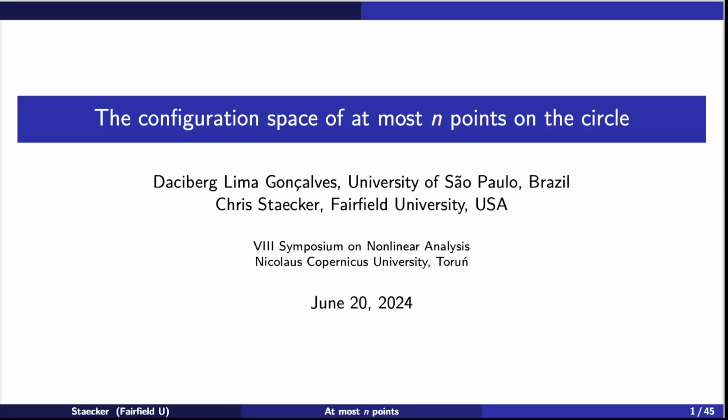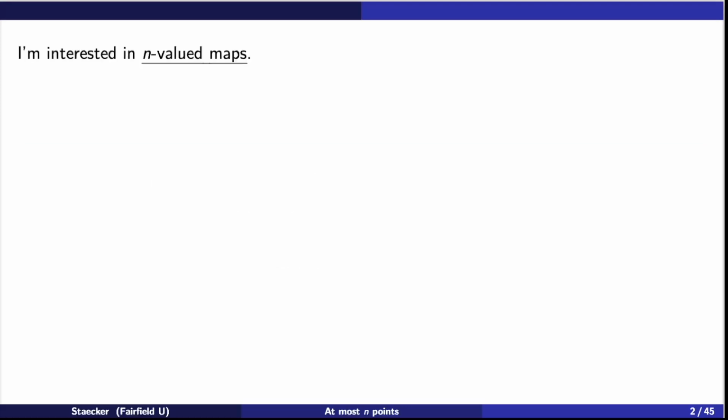So I will talk about the configuration space of n points on the circle. A lot of what I say is not really about the circle, it could be anything, but all the examples will be on the circle.